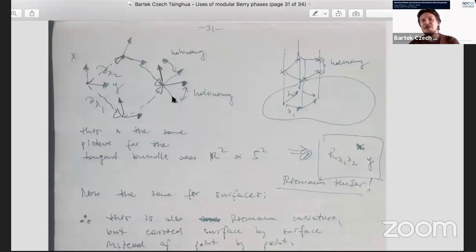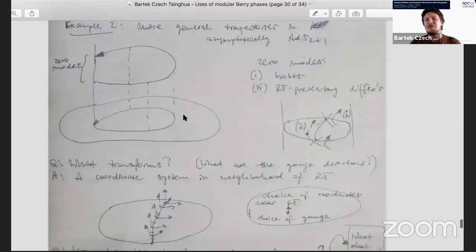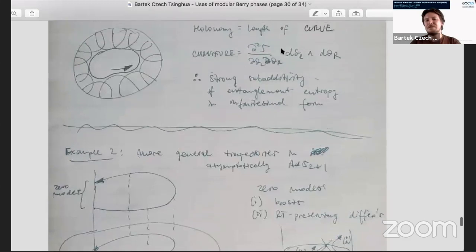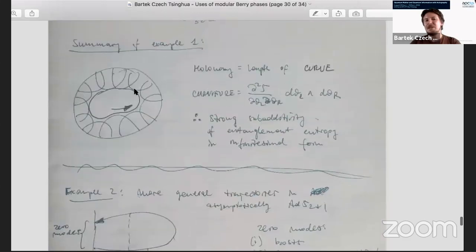Okay, so here we completely ignored the directions along the RT surface. But in general, there will also be directions along the RT surface. Now, the statement that led to this, that this is always positive, was entirely about the longitudinal directions. So they are actually completely orthogonal parts of the whole set of modular Berry connections.